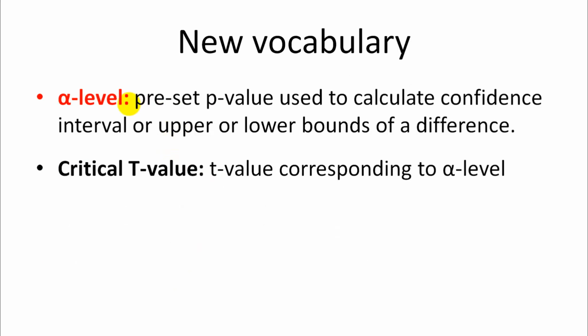And there are also some derivative terms. So the alpha level has to do with the p-value. It's a preset p-value used to calculate the confidence interval or the upper and lower bounds of a difference. So if I'm interested in whether a particular mean is above a certain threshold that's of interest with a particular certainty, then that certainty is that alpha level. And the critical t-value, I'm actually not quite sure if I mentioned that, but we calculated it. So it's a t-value corresponding to the alpha level, and it's also used in statistical hypothesis testing. So if I exceed this critical t-value, I reject my null hypothesis. We'll get to this in the next video.